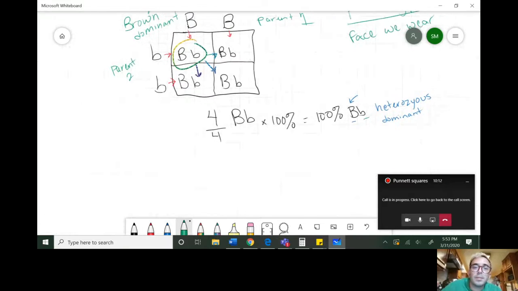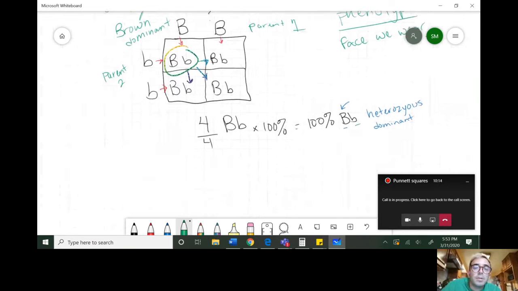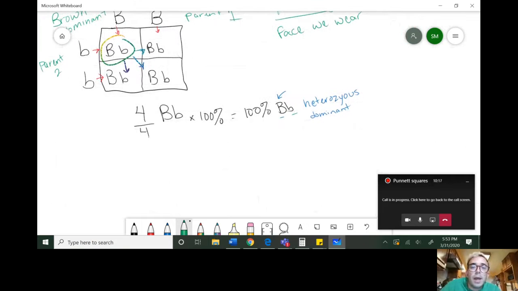Because we're just using eye color, brown is dominant and blue is recessive. Now, what happens when we have a heterozygous dominant offspring or parent? Well, we say that the dominant, that capital, overpowers the recessive. And so we would say that this phenotype is brown-eyed dominant.